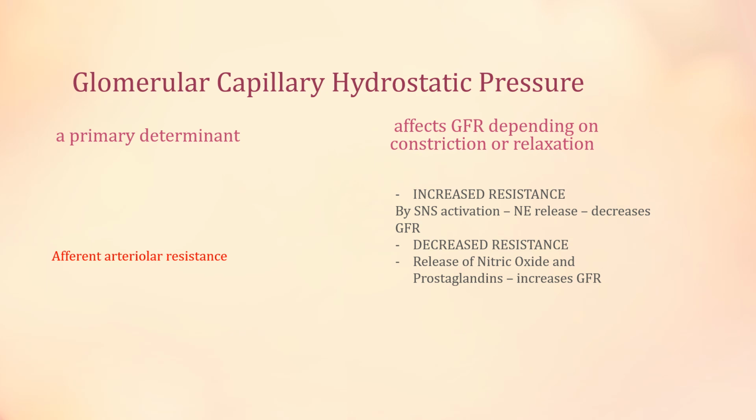Again, the efferent arteriolar resistance is one of the factors which determines the glomerular capillary hydrostatic pressure. It is inversely affected by the efferent arteriolar resistance. When the efferent arteriolar resistance increases, as in hemorrhage, when there is sympathetic nervous system activation, there is release of NE. NE is norepinephrine. It decreases GFR. And if there is a release of nitric oxide and prostaglandins, it increases GFR.